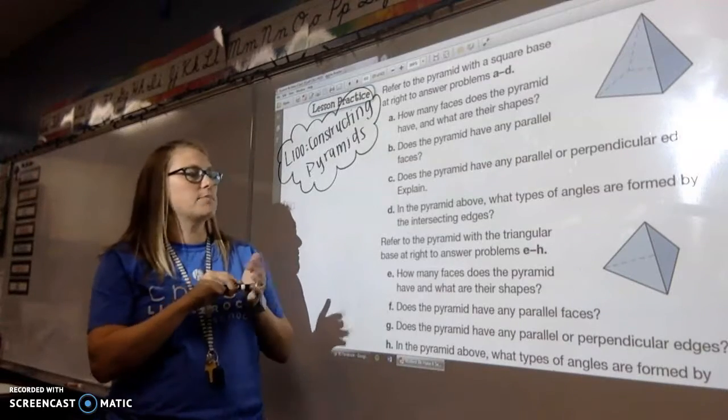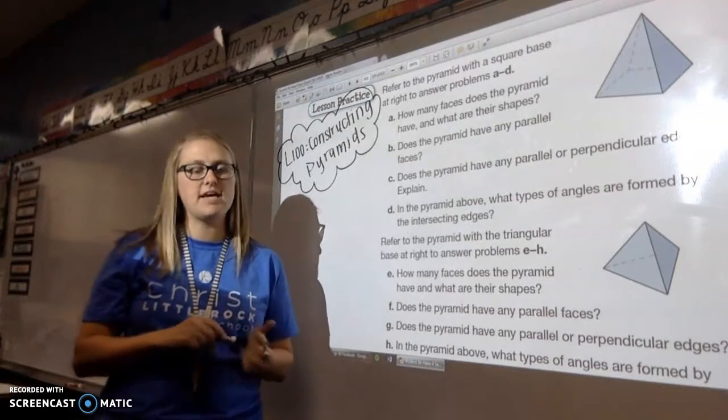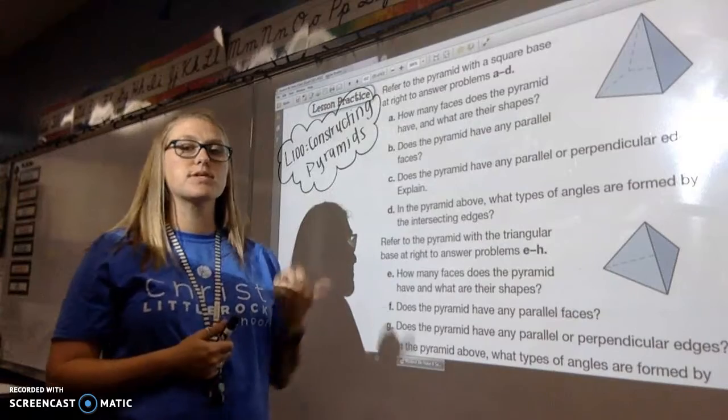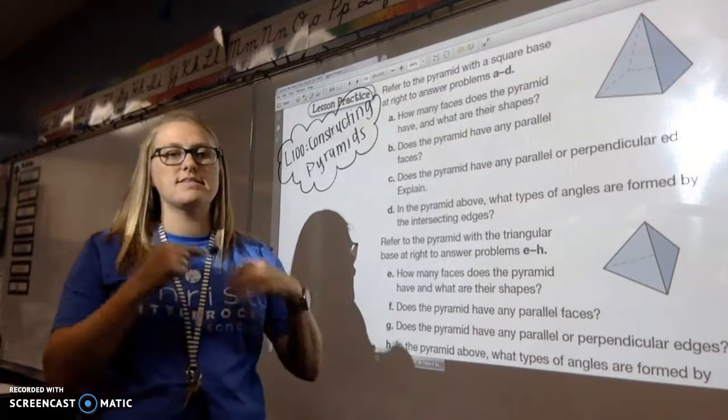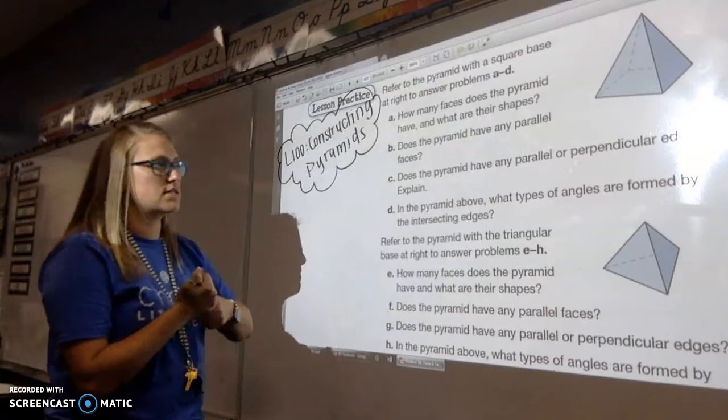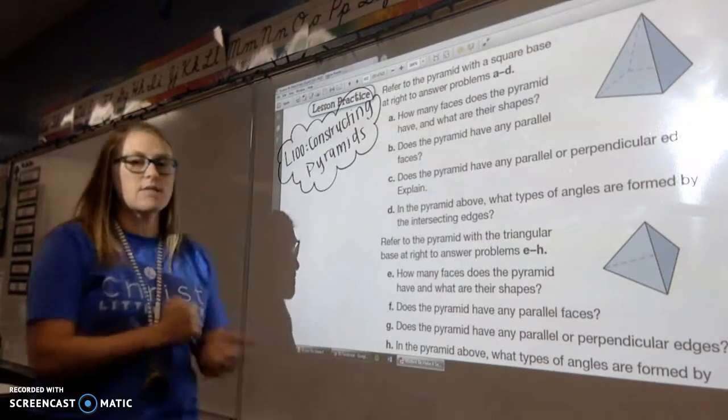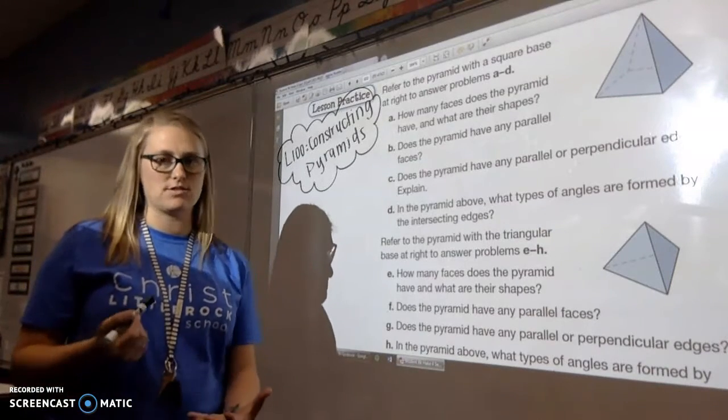Guys, today we're going to be talking about the same type of thing, 3D objects. Last time we talked about prisms, today we're going to be talking about pyramids. So the whole lesson is based around constructing pyramids. Last time we talked about what a net looks like.